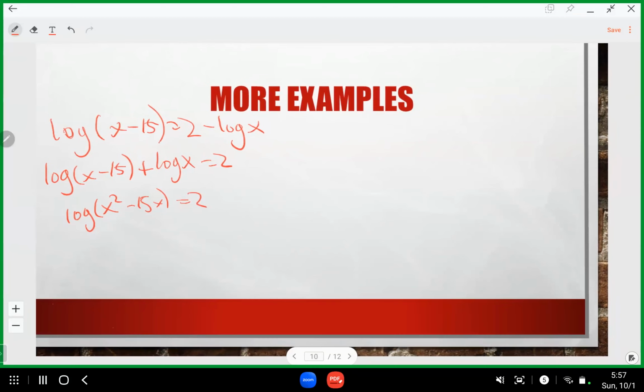So then you have x squared minus 15x is equal to 10 squared. x squared minus 15x minus 100 is equal to 0. So you have x minus 20 and x plus 5. Therefore, x is equal to 20 and negative 5, but you cannot have negative 5 as an answer. Why can we not have negative 5 as an answer? That is because log cannot take a negative input.